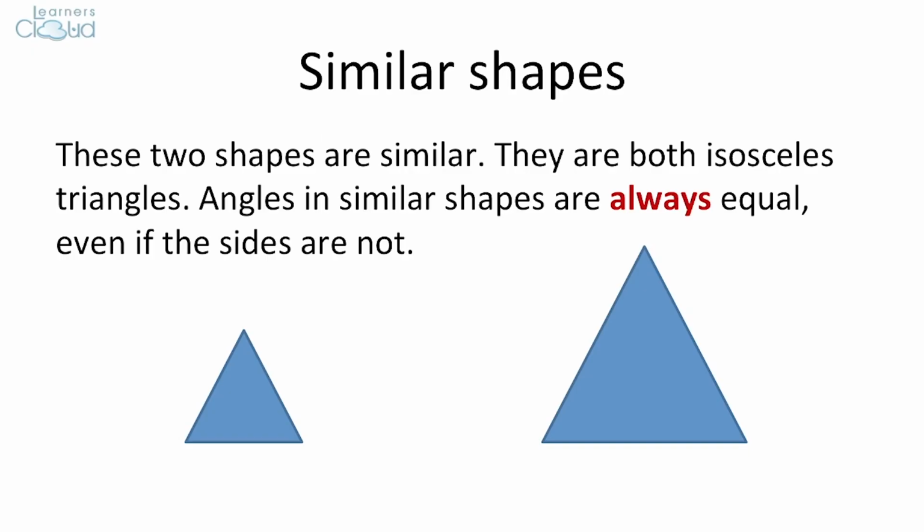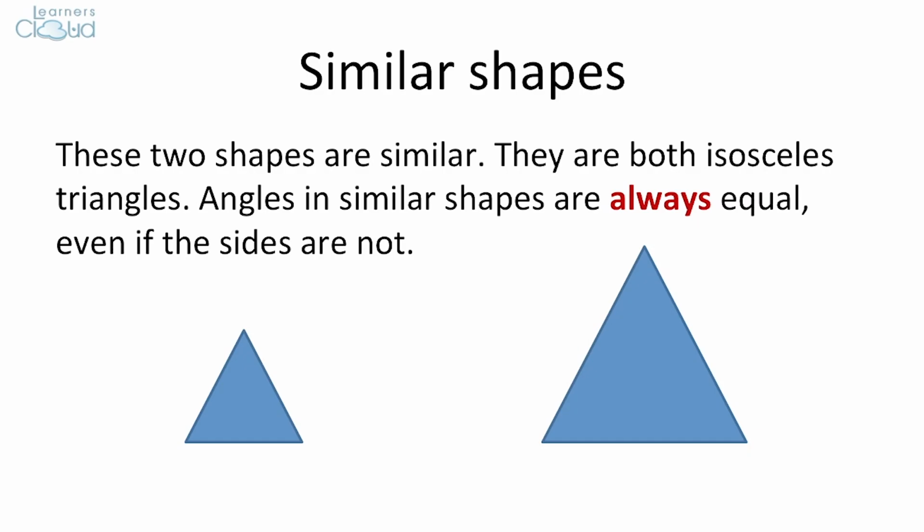So let's first of all look at what similar shapes are. If we take a look at our two triangles here, these two shapes are similar. They're both isosceles triangles, and they're also the same shape where one is larger than the other. And that's what our definition of similarity is. The shapes will be similar even if the sides aren't necessarily the same length.